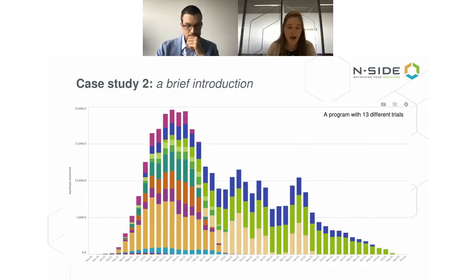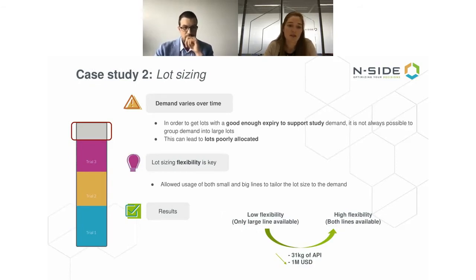We took a look at what that would give. We see that the demand was very variable over time. In order to get lots with a good enough expiry to support all of the study demands, it wasn't always possible to group these demands into large lots. If you grouped demands into large lots, they would sometimes expire before you could allocate the remaining drug substance to the different trials. So using only the largest line and the largest lot size led, in their case, to lots being poorly allocated and quite some waste.